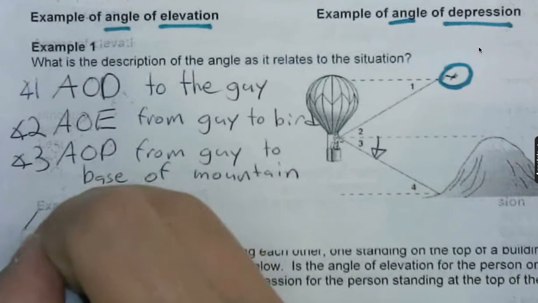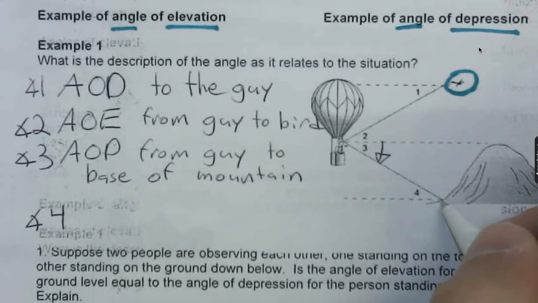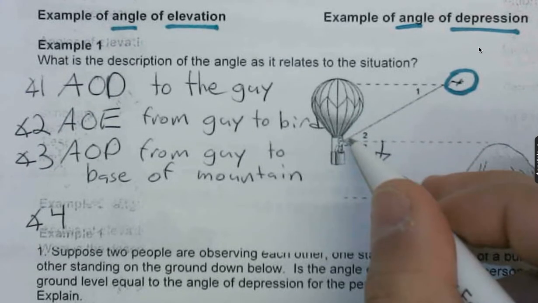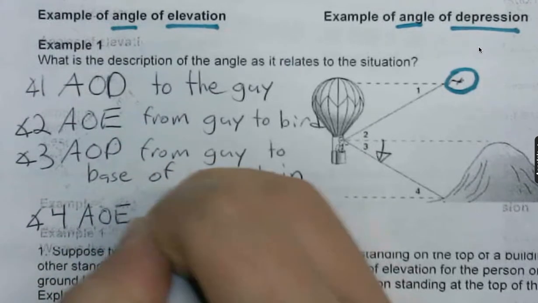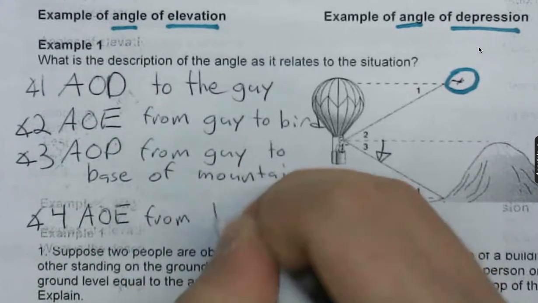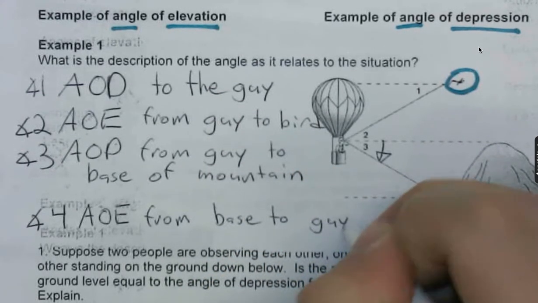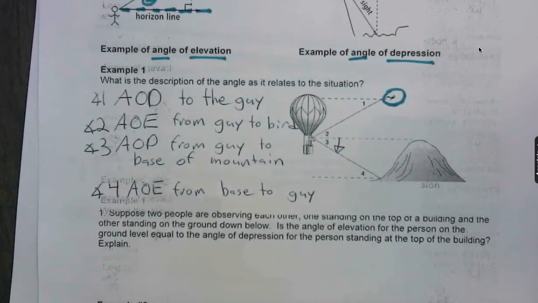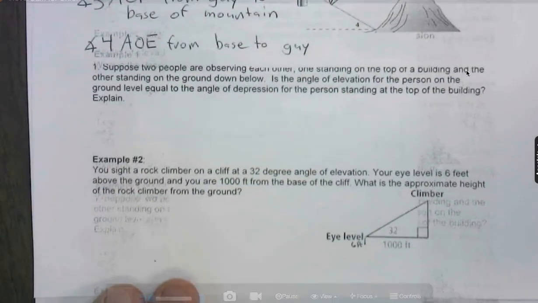Angle 4 is a little funny because it's taking a look at the very base of the mountain. And I guess since this is traveling upwards to the gentleman, this would be an angle of elevation from the base to the guy. Of course, the base of the mountain, that's what we're talking about. So being able to observe these is super important. We'll see some examples now with more trig. We'll take a look at example 2.